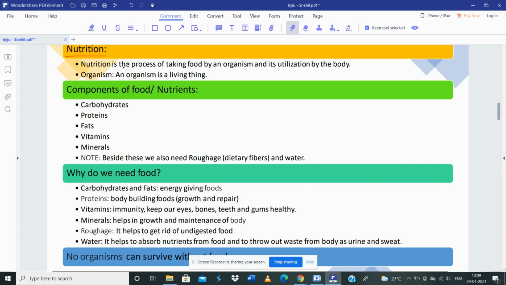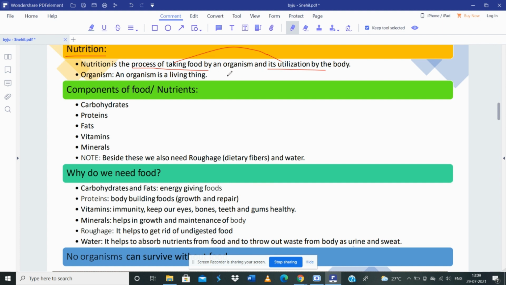Exactly. This is very easy. Nutrition is basically the process of taking food and then utilizing this food to obtain energy. Here you just have to remember two things. It is basically the process of taking food or eating food and then utilizing that food to obtain energy and to carry out different life processes.